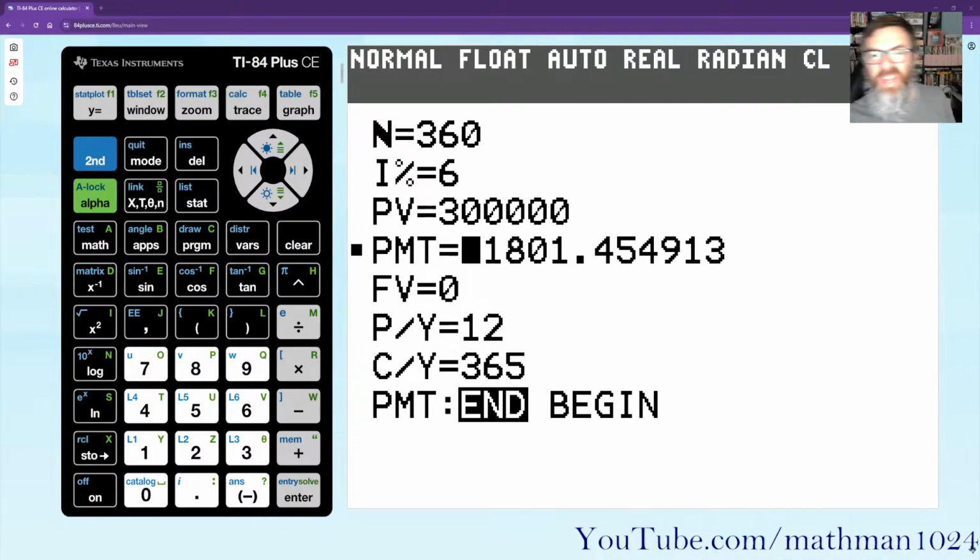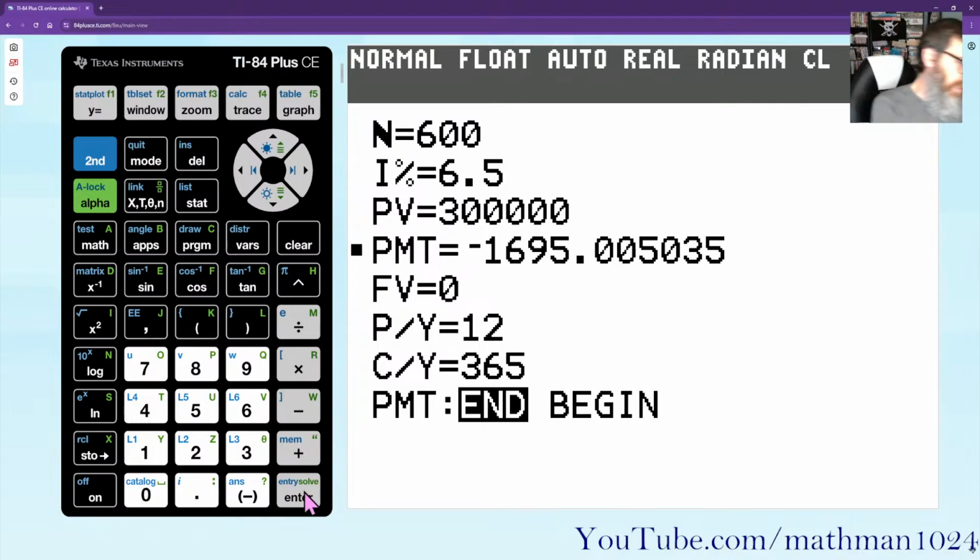Now, let's take a look at a 50-year mortgage. So a 50-year mortgage is 50 times 12, so 600 payments. And because you're taking longer to pay, they're going to charge you more interest because the bank is the one who's taking the risk here. And now let's see what that payment's going to be. So this is going to be $1,695.01. So you see that the difference there from a 30-year to a 50-year mortgage is a difference of about $100.